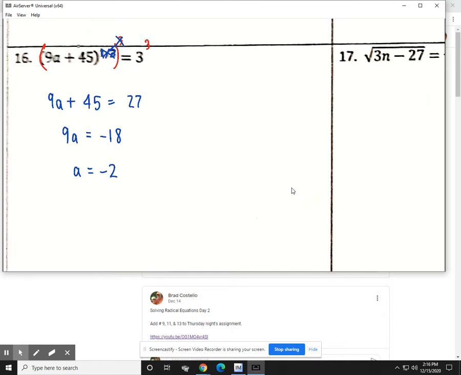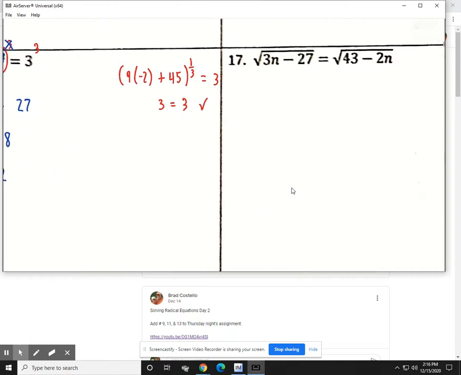Again, I would encourage you guys to go to your calculator and go like this: 9 times negative 2 plus 45, raised to the 1/3, and see if it equals 3. Well, that's negative 18 plus 45, which is 27. 27 to the 1/3 power, or the cube root of 27, does in fact equal 3. So since 3 equals 3, that is my answer.